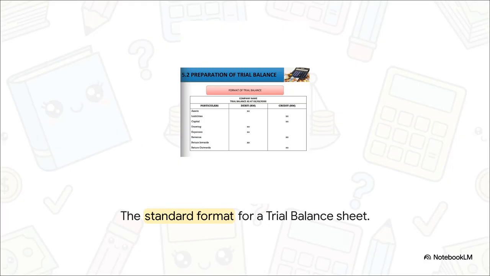When you look at the standard format, it just makes sense. You can see how cleanly assets, drawings, and expenses live on the debit side, totally separate from liabilities, capital, and revenue on the credit side. It takes all those messy ledger entries and brings total order to them.